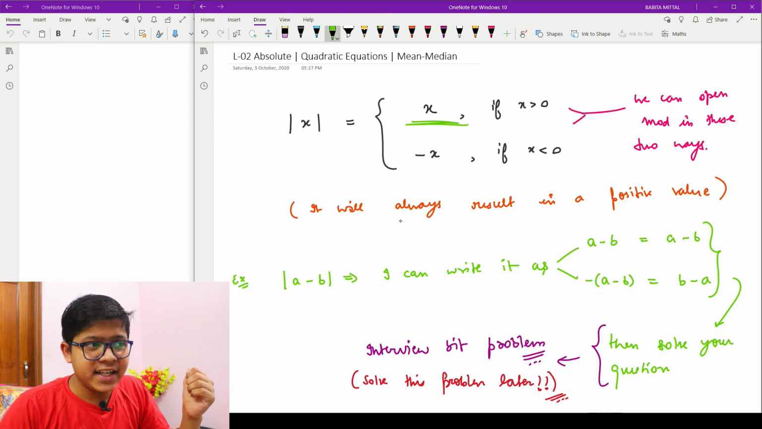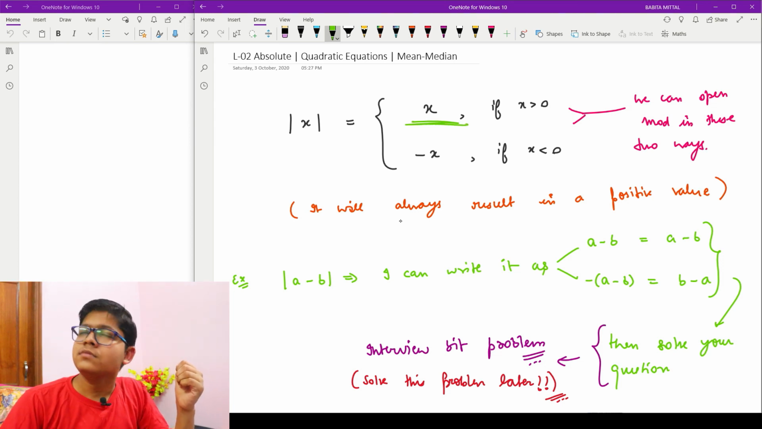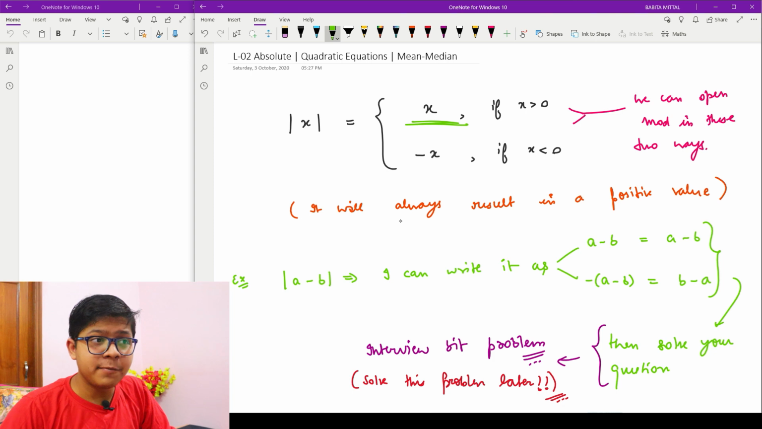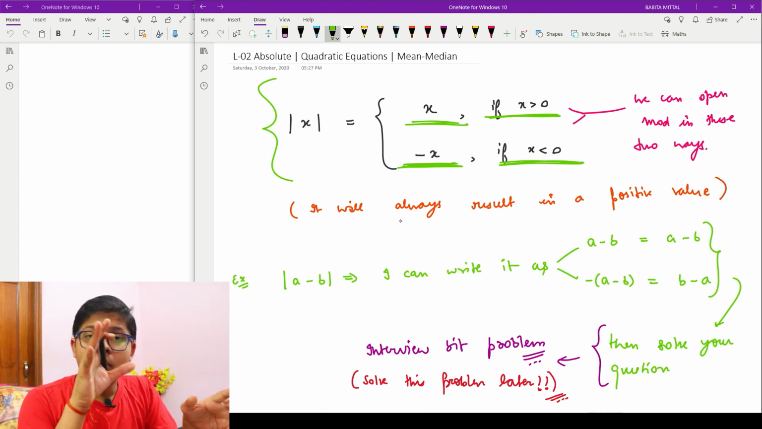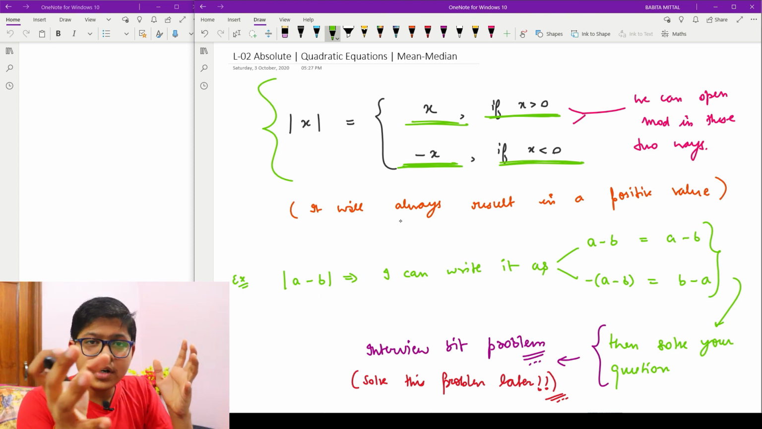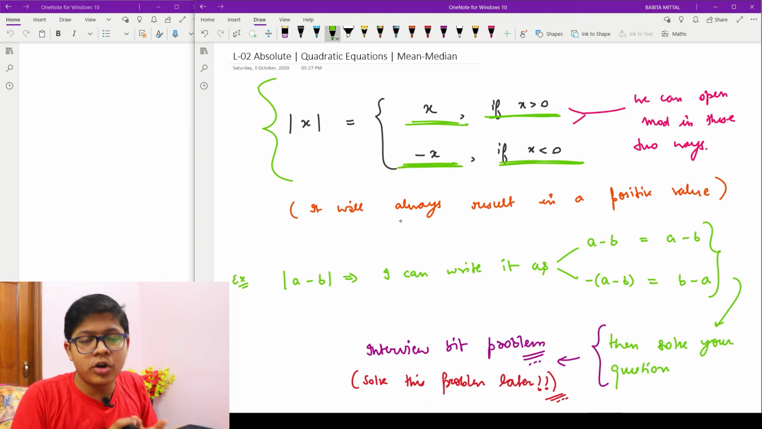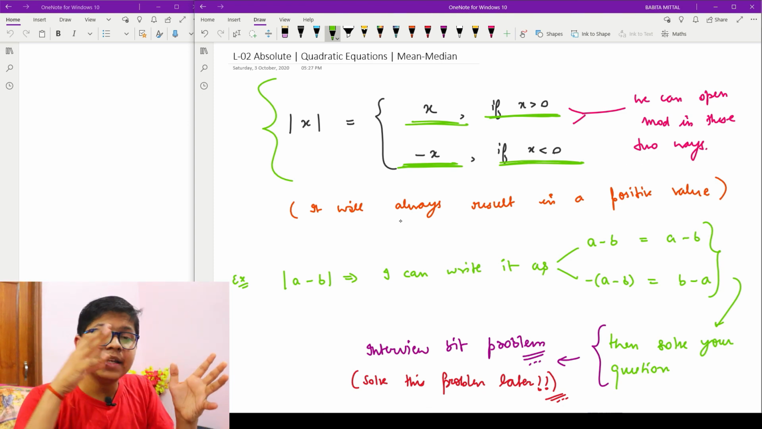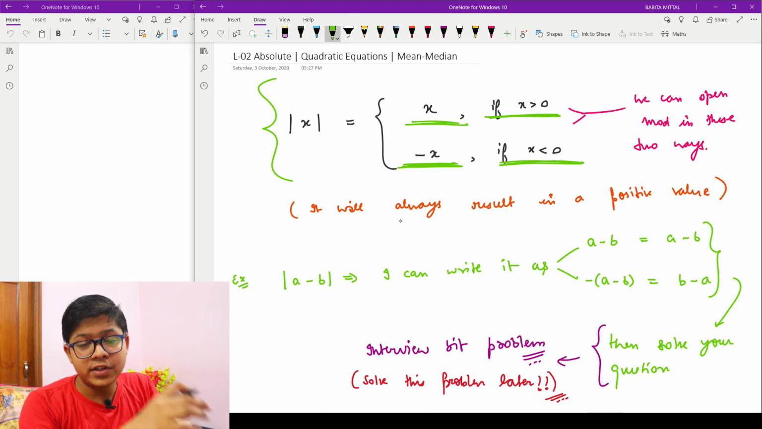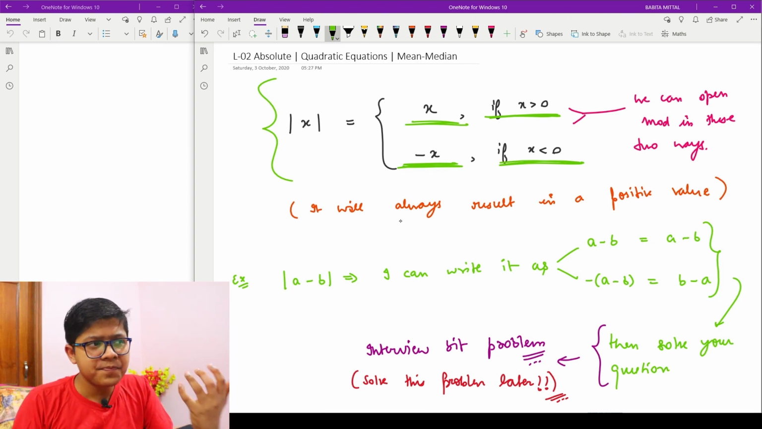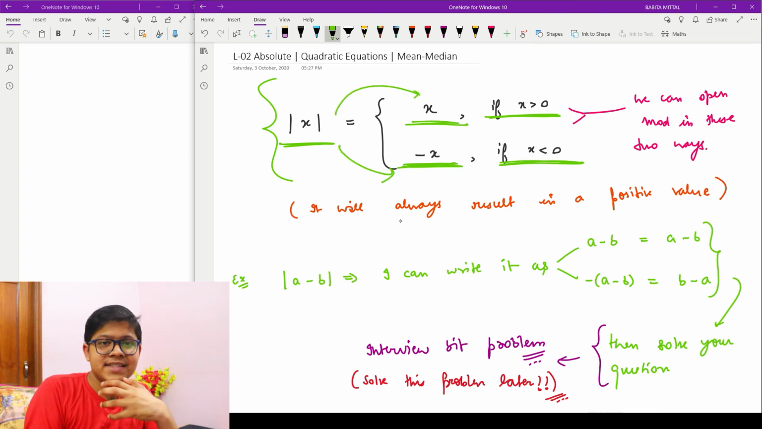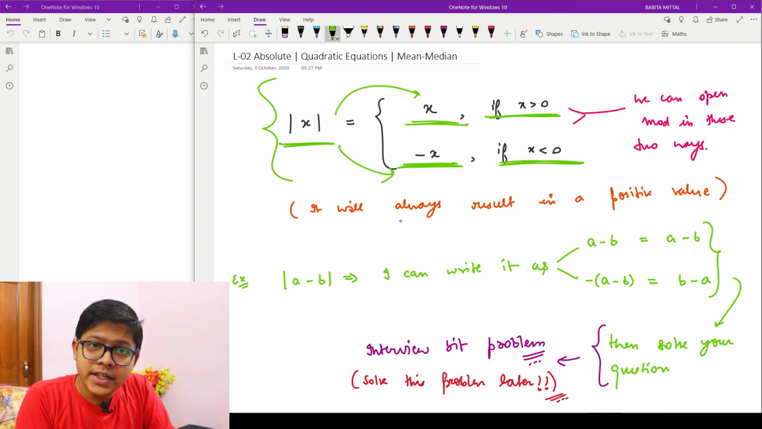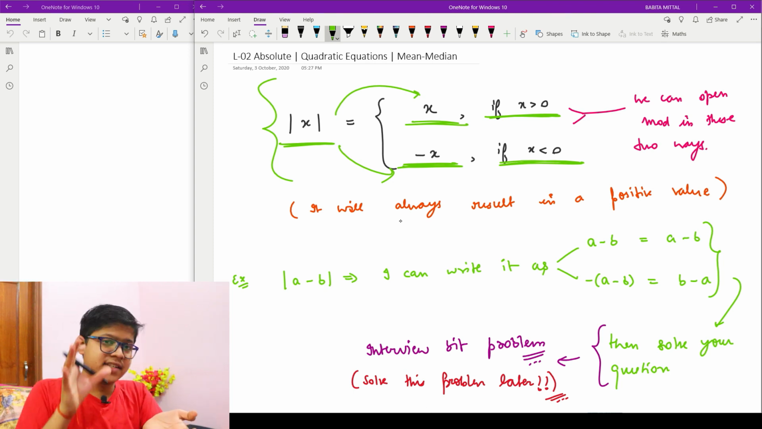So as you can see, it is x if my x is more than 0 and it is minus x if my x is less than 0. So yeah, you should remember this formula. The only thing you need to remember is that in maths we say mod, and in computer science we say absolute. It will always result in a positive value. And when I open this mod, it will be opened in these two ways, plus and minus respectively, according to the condition that x is more than 0 or x is less than 0.